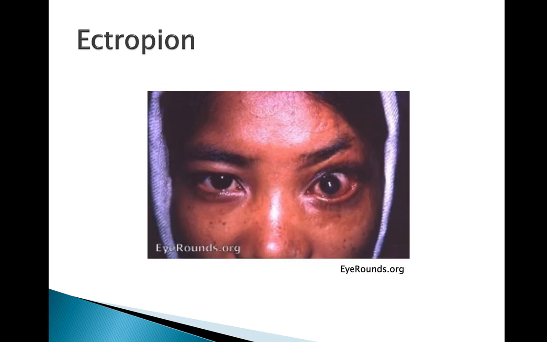On the left-hand side there, you can see this person has an ectropion, and that eyelid is turned outward, so therefore the trough is not there. The tears are not getting caught, and most likely, if you saw this person in real life and watched them over time, you'd see tears draining down their cheeks.